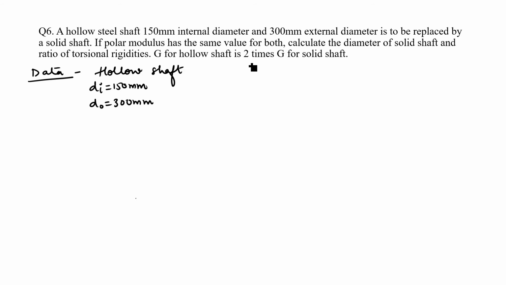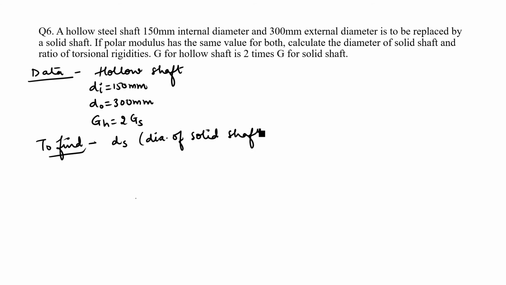G for hollow shaft is 2 times the G for solid shaft. So I need to find the diameter D S, that is dia of solid shaft, and torsional rigidity. If you recollect the formula for torsional rigidity, it is T by theta for hollow shaft divided by T by theta for solid shaft. So you can use either way. The ratio can be hollow to solid or solid to hollow. That's your choice.